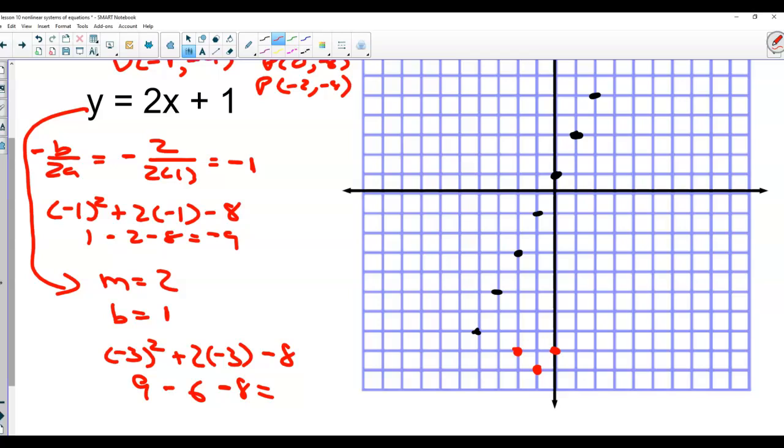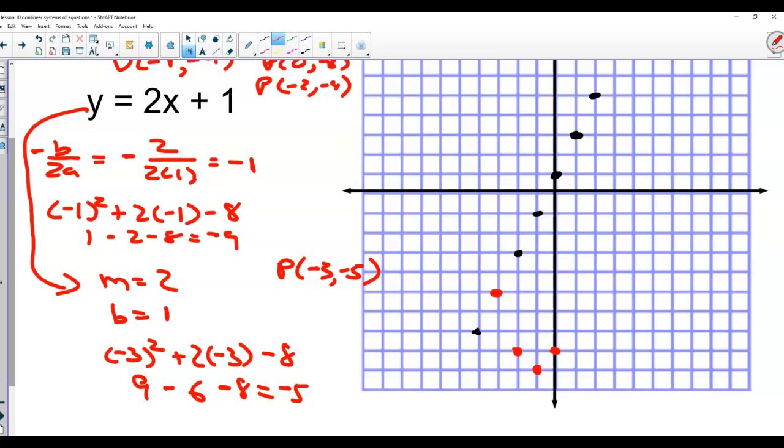9 minus 6 is 3. 3 minus 8 is negative 5. So point negative 3, negative 5, don't put it in the wrong order, is a point on that parabola. 1, 2, 3, 1, 2, 3, 4. Hey, how about that?